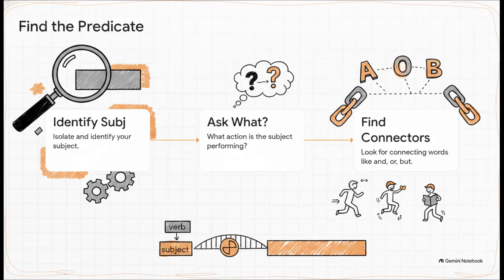It's a simple three-step formula. First, you just isolate your subject. Second, you ask, what? Like, what action is this subject actually performing? And finally, you look for those connecting words, usually and, or but, that link those multiple verbs together under that one single subject. Pretty straightforward, right?